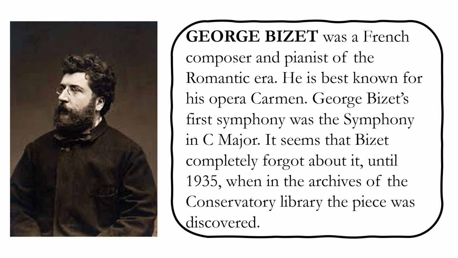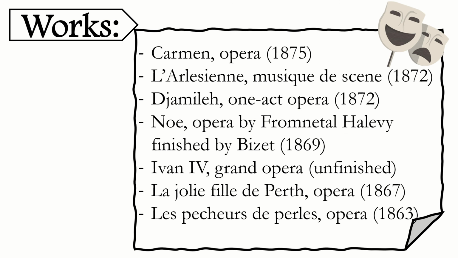Georges Bizet was a French composer and pianist of the Romantic era. He is best known for his opera Carmen. Georges Bizet's first symphony was the Symphony in C major. It seems that Bizet completely forgot about it until 1935, when the piece was discovered in the archives of the Conservatory Library. When it was performed, it was immediately hailed as a junior masterwork and became one of the greatest performances during the Romantic period. It was a delightful work of a 17-year-old boy.